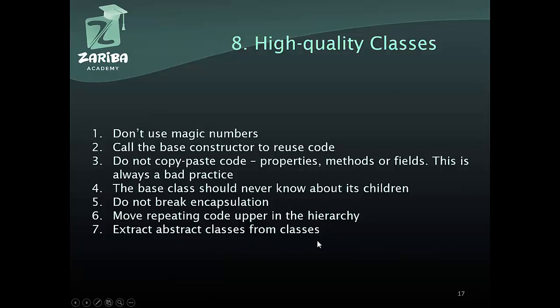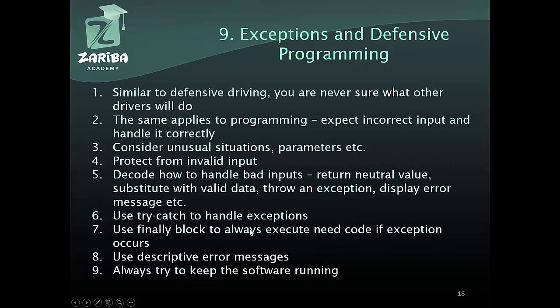Extract abstract classes from classes. This is also combine similar methods in a class, combine similar constants in an enumeration, wherever. So always try to keep your level of abstraction at a good pace. Okay, exceptions and defensive programming. So we've talked about this as well. Just go through it quickly.